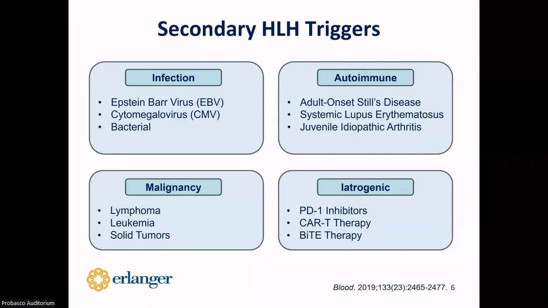The most common autoimmune disorders we typically see with HLH are adult onset Still's disease, systemic lupus, and juvenile idiopathic arthritis. Malignancy is another common cause of secondary HLH. It accounts for about 28% of cases. Most commonly, this is going to be associated with your lymphomas, followed by leukemias, and more rarely solid tumors. And then finally, we have iatrogenic HLH, which is often implicated by immunomodulators. We'll be talking a little bit about those later in the presentation, but most commonly, this is going to be our PD-1 inhibitors, CAR T-cell therapy, and BiTE therapy.